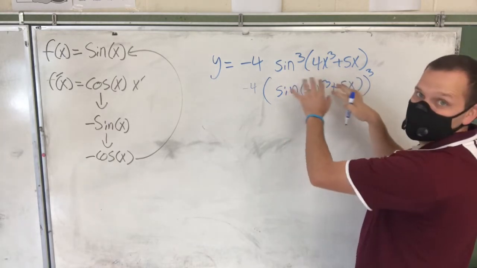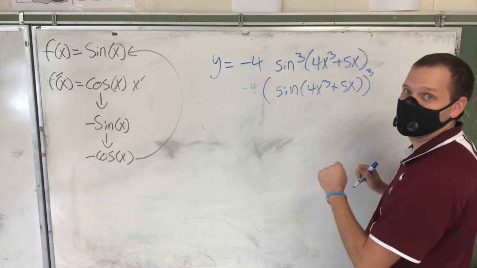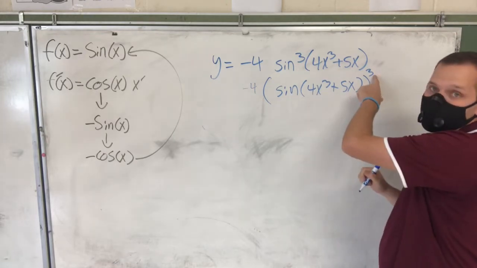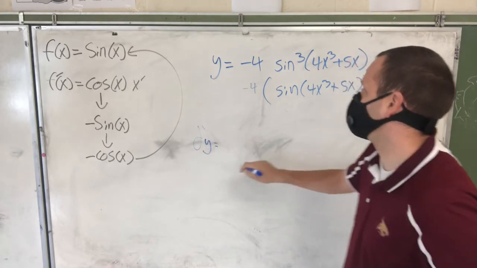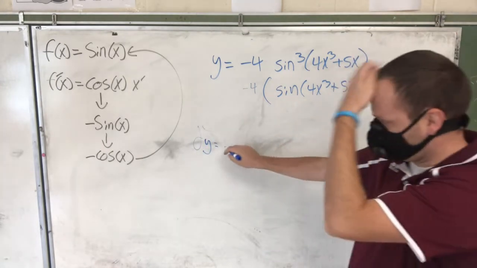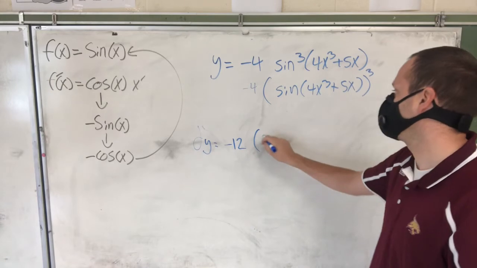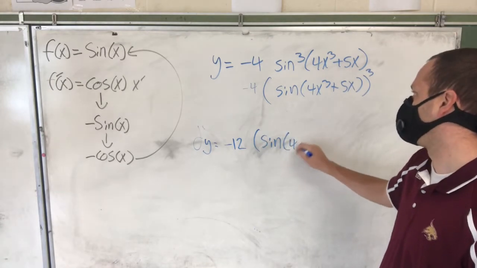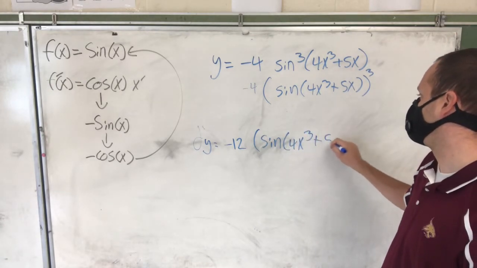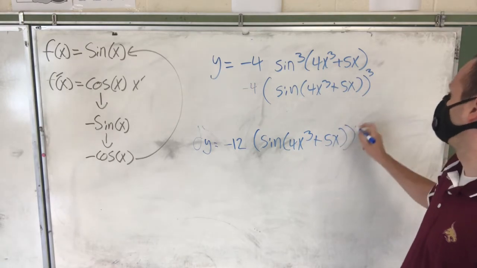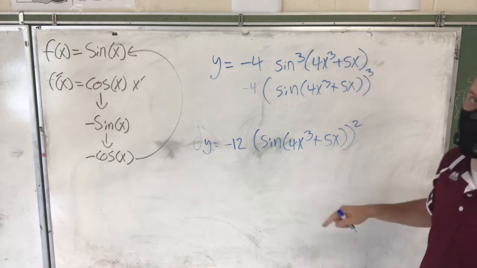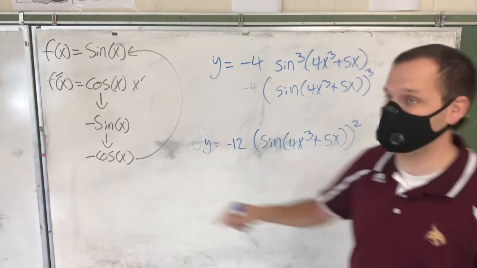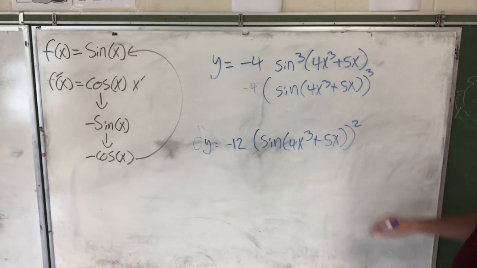I've got something on the inside. I have a function on the inside. I have an exponent. So let's take the derivative. dy is going to equal 3 times negative 4, so negative 12 sine 4x cubed plus 5x, squared. Remember, you got to subtract 1 from that exponent that we just brought down. Whenever you bring the exponent down, you have to subtract 1. Times the derivative of the inside.